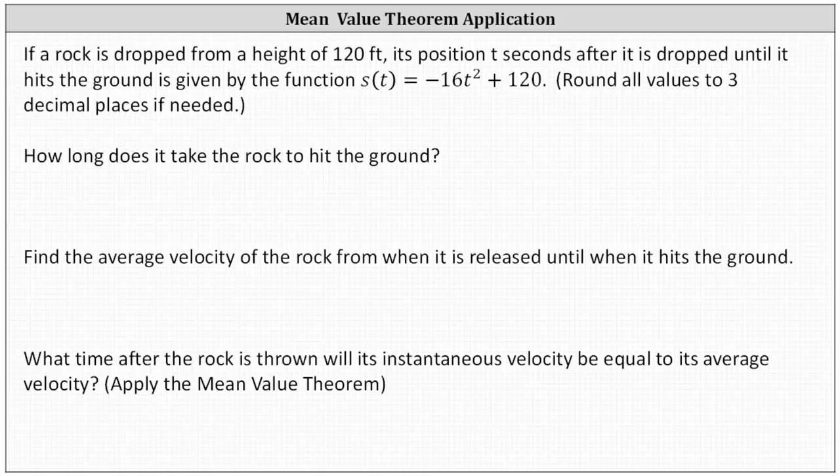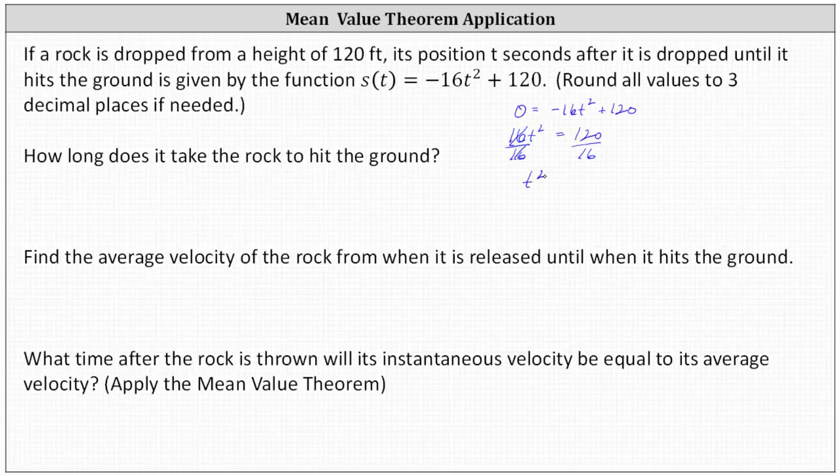When the rock hits the ground, the height is 0, meaning the function value s of t equals 0, which indicates the answer to the question. We set s of t equal to 0 and solve for t, which gives us the equation 0 equals negative 16t squared plus 120. To solve for t, we will add 16t squared to both sides, which gives us 16t squared equals 120. Next, let's divide both sides by 16.